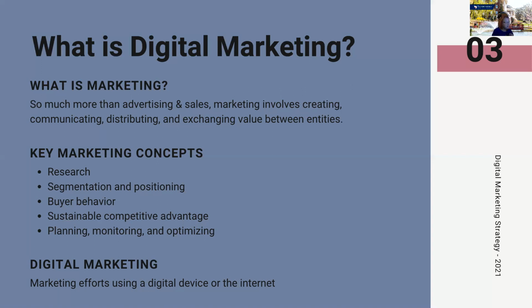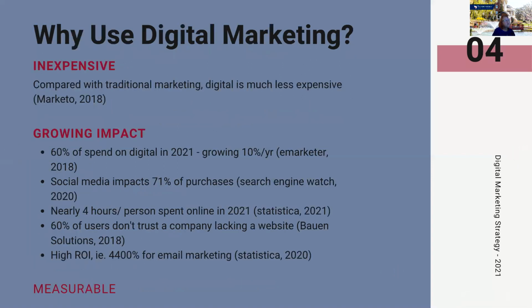Now we can talk about what is digital marketing. And digital marketing is really just marketing that happens to take place on a digital device or on the internet. So why would you choose to use digital marketing? First of all, it's inexpensive, especially when you compare it with other forms of marketing. It's also highly effective in that you can target specific types of customers rather than reaching a broad band of customers who may not be in your target market.